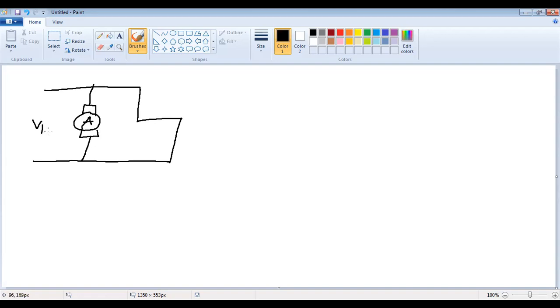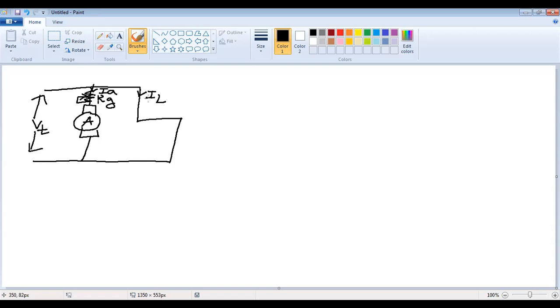Here VT is the supply voltage. I will give the supply to the motor. In series with the armature, we give an external resistance, which I will call RG. RG is nothing but the external resistance. Why we put the external resistance, I will tell you later.